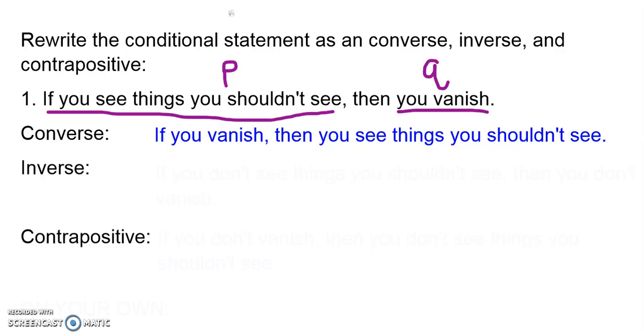So in the original statement, we're saying that you see things you shouldn't see first, and then you vanish. And then here it's saying if you vanish, then after you vanish, you would see things you shouldn't see, which doesn't make as much sense. Some of these statements will not always be true.